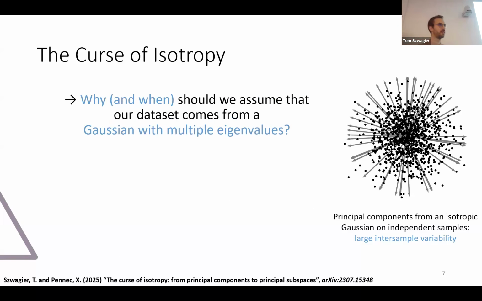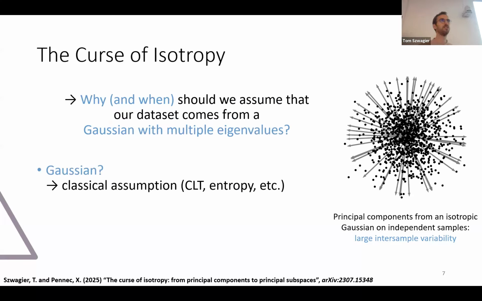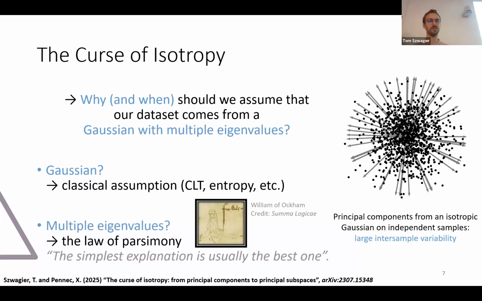Now you may have a legitimate question, which would be, why should we make such an assumption that our data comes from a Gaussian distribution with multiple covariance eigenvalues? The Gaussian assumption is pretty classical in statistics in virtue of central limit theorems and entropy maximizing properties of Gaussians. It's more the multiple eigenvalue assumption which is more curious.